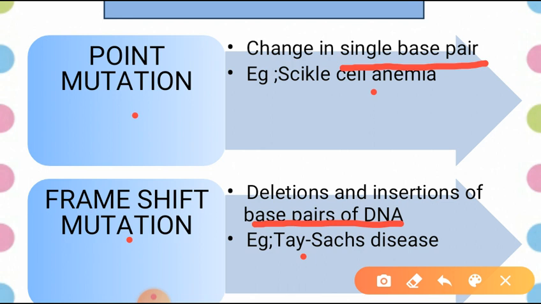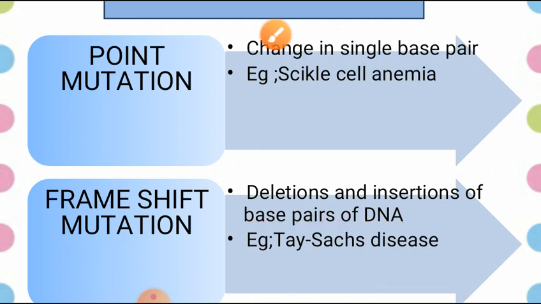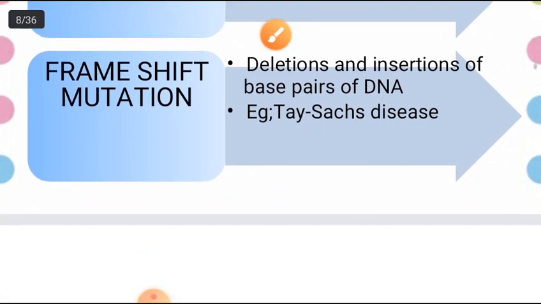So first you have studied what is mutation. Second is types of mutation. First type is point mutation due to change in single base pair. Example, sickle cell anemia. Second type is frame shift mutation. This is because of change in more than one base pair. That is addition or deletion of base pairs of DNA. Example is Tay-Sachs disease.